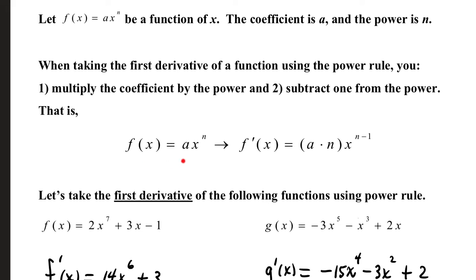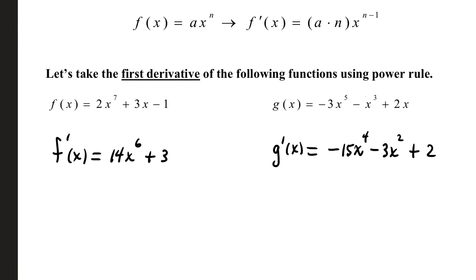So as a reminder, from last time we had ax to the n as the general format. When you take your first derivative, you multiply a coefficient in power, so that's a times n. That will be your new coefficient. Take 1 away from your power. So this is the formula. If you have a function with terms of this form, then power rule, a times n is your new coefficient, n minus 1 is your new power. So let's look below at some examples.